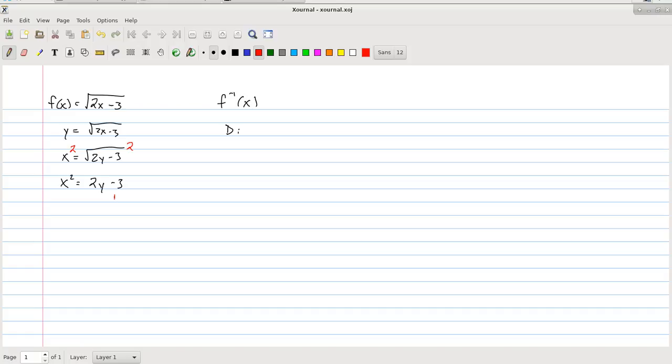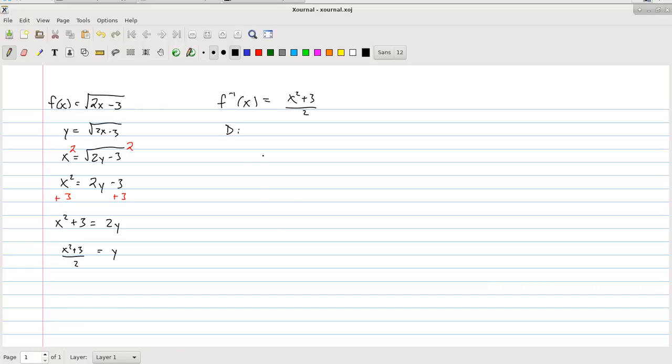To get y, now let's get rid of the 3 term, so we'll add 3 to both sides of the equation. This way on the left-hand side, we've got x squared plus 3. On the right, we have 2y. And then finally divide both sides by 2. So we have y equals x squared plus 3 over 2. So this is the inverse function. F inverse of x equals x squared plus 3 over 2.